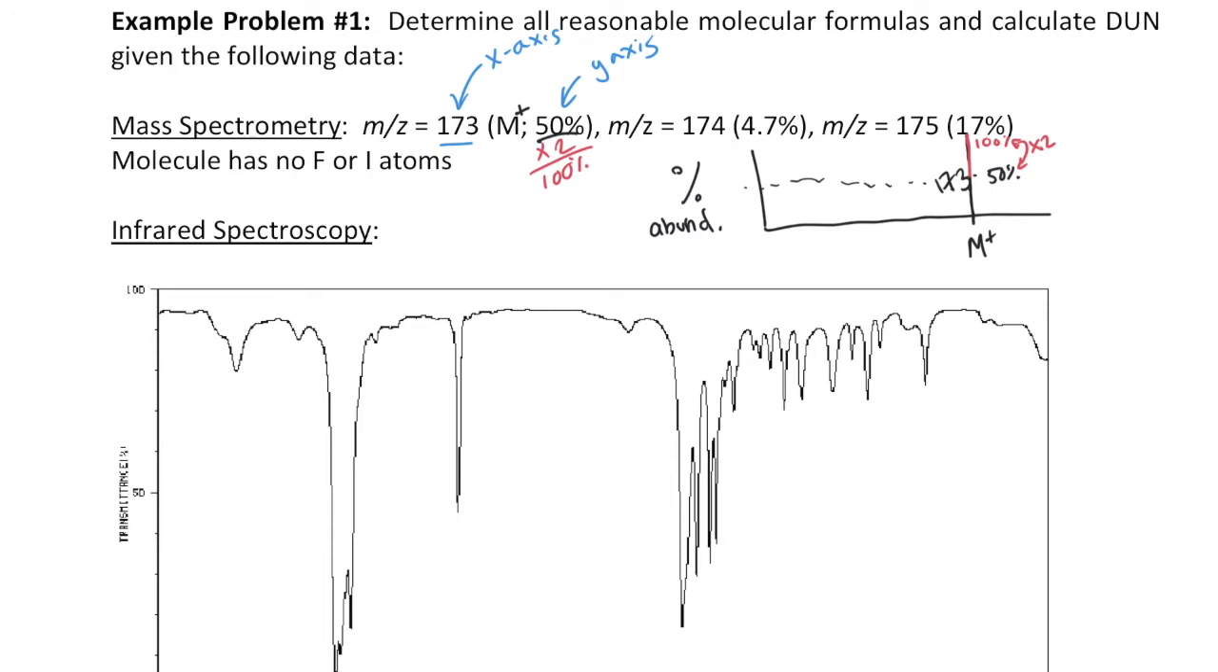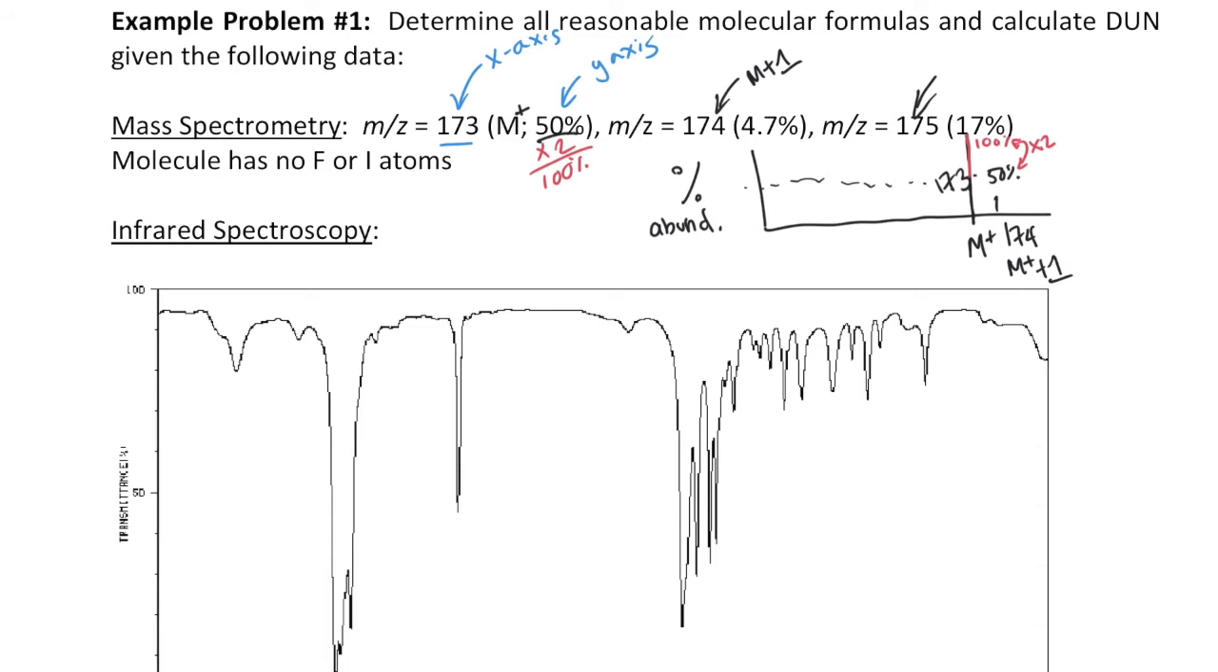Now, what is the next number we're given? M over Z equals 174. Notice that we had 173. 174 is, in other words, one more than M plus, which is M plus 1. So you're given M plus. This is M plus 1. Sometimes that's spelled out for you, and other times it's obvious because it's the mass: 173, one more than that is 174, so that's M plus 1. Most of the time it's not labeled though, so be ready to interpret that.